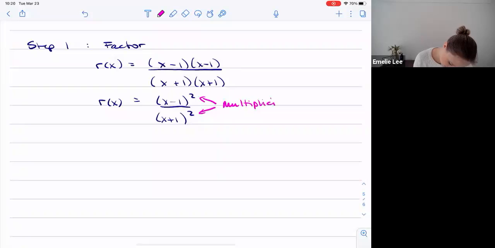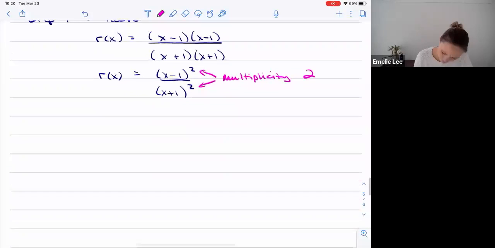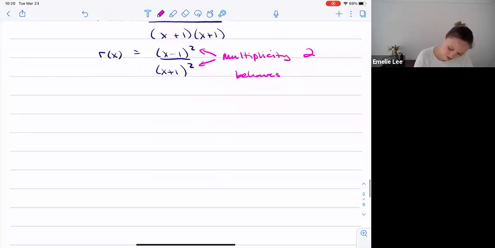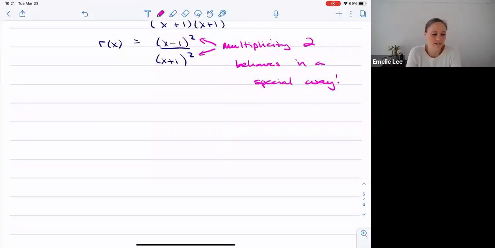Multiplicity 2 behaves in a special way. Okay. So that's one thing that we need to keep in mind. Okay. Let's see here.